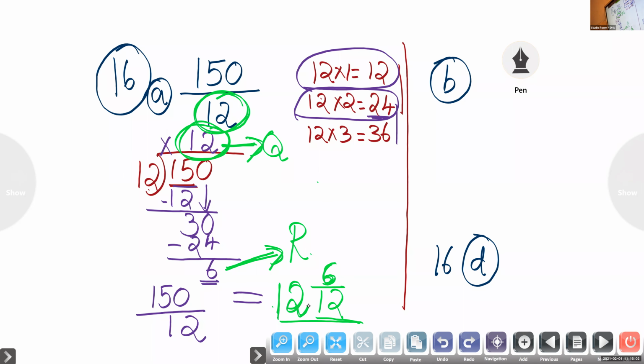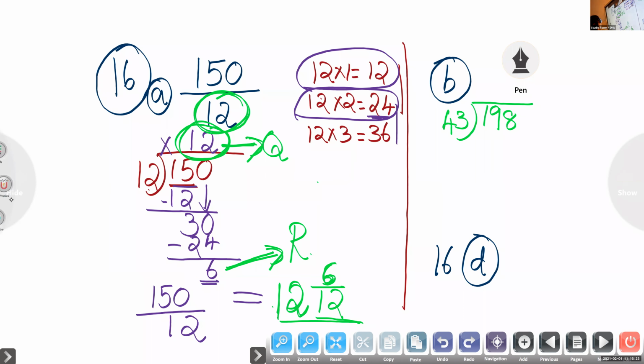Children, did you get the answer? Yes? Okay. Now question number 16B. Children, you can start. 198. Ekraj, divide and find out the answer. 198 divided by 43.